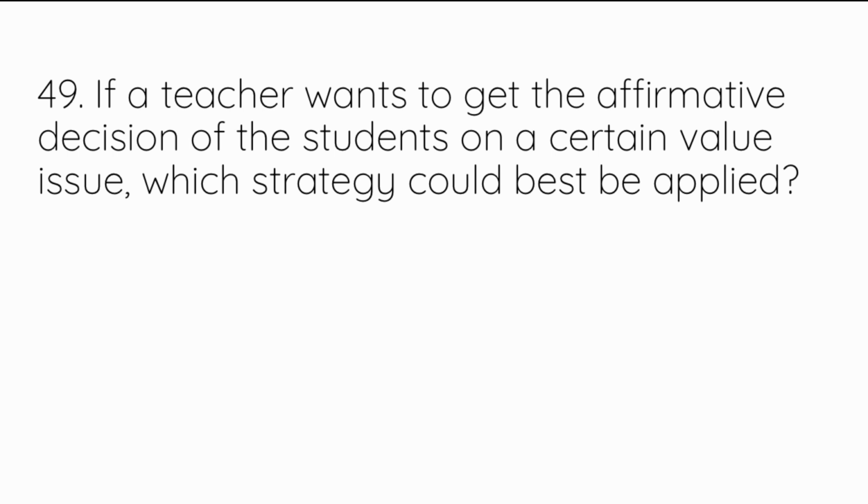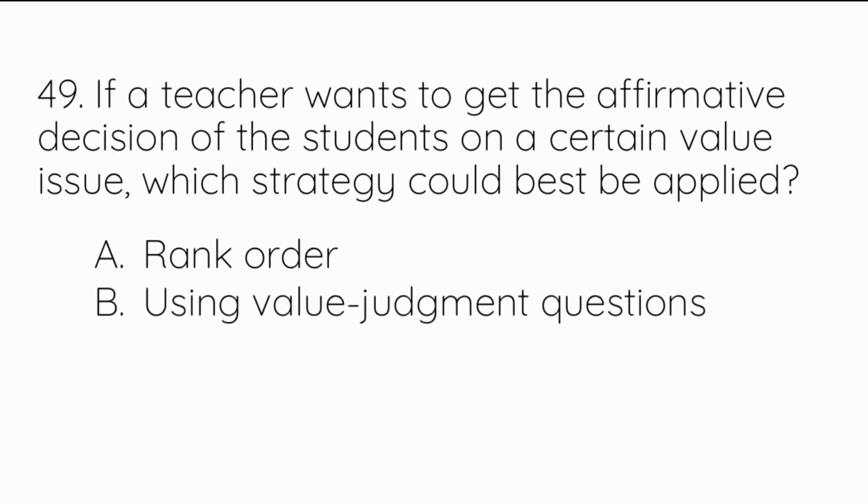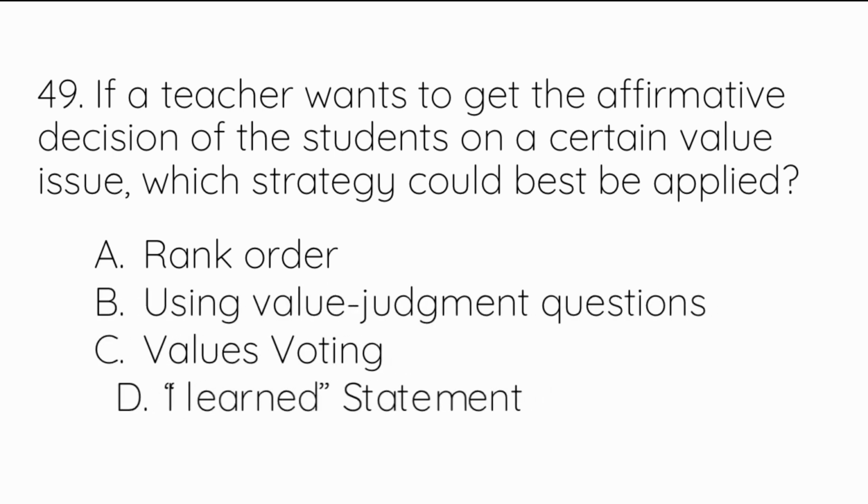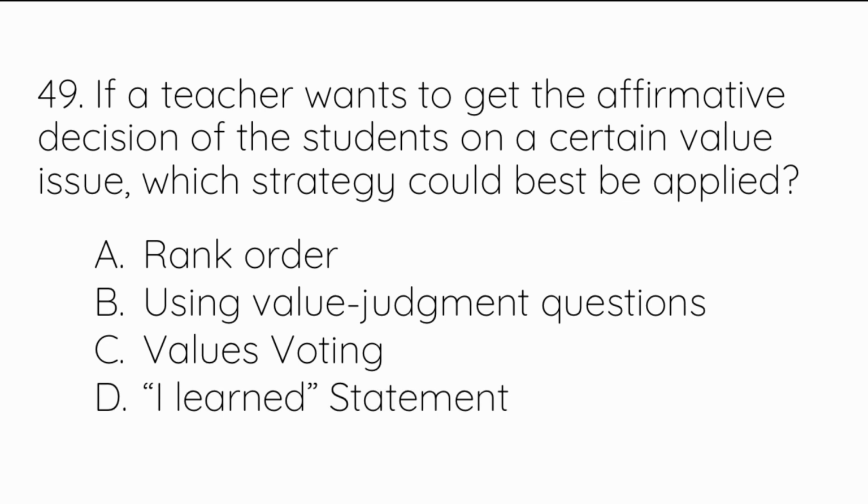Number 49. If a teacher wants to get the affirmative decision of the students on a certain value issue, which strategy could best be applied? Letter A, rank order; B, using value judgment questions; letter C, values voting; and letter D, I learned statement. So your answer here should be letter C, values voting. Values voting directly gathers affirmative decisions on values issues. So A, B, and D, these strategies reflect reflection, not decision making. So 49 is letter C.